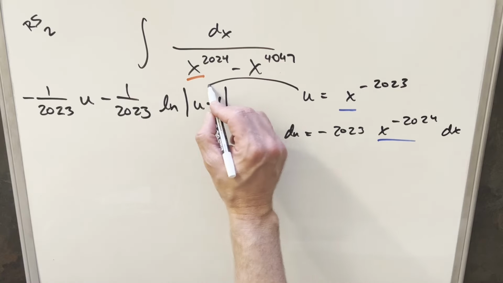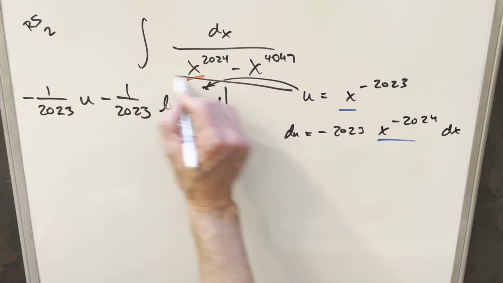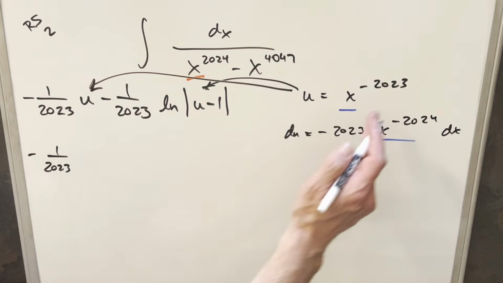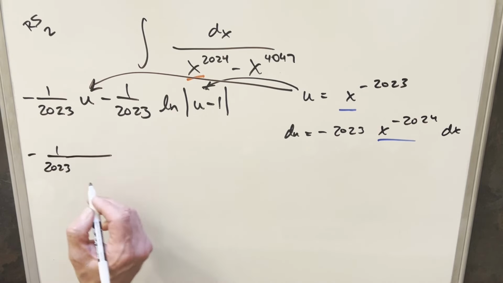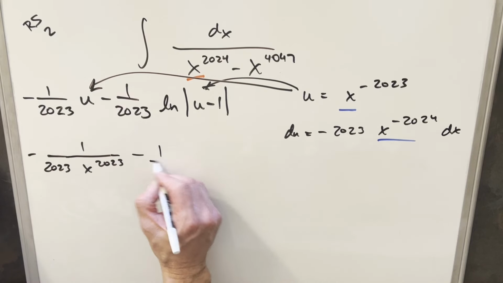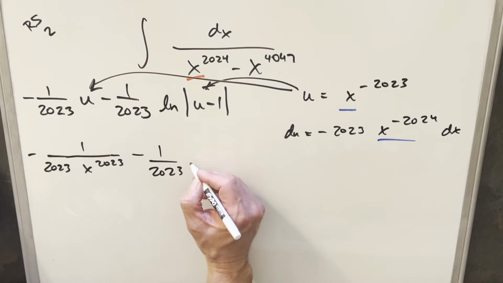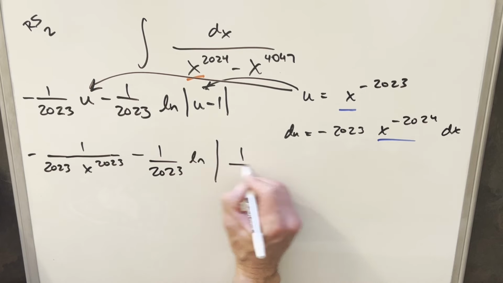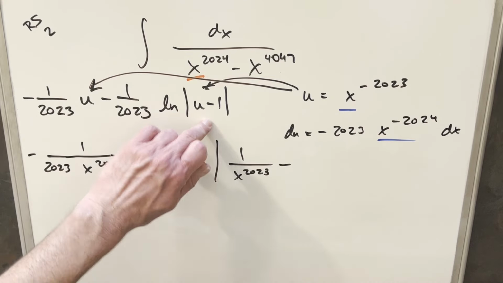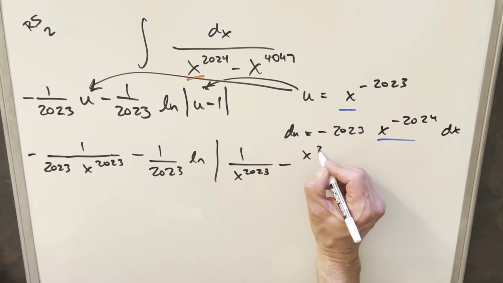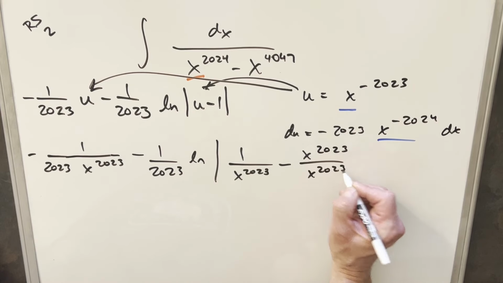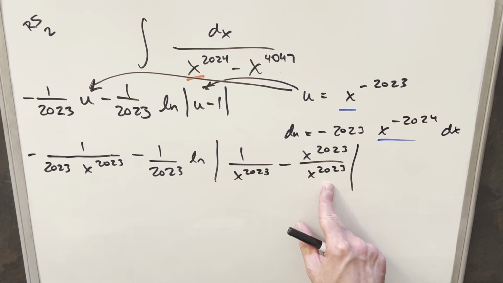Okay, now at this point, I just do the back substitution in order to finish this off. First we'll have minus 1 over 2023, but for x to the minus 2023, I'm going to write it in the denominator here. I'll write it as 1 over x to the 2023. Then we'll have minus 1 over 2023 natural log. Again, I'm going to write this as 1 over x to the 2023 for our u value. But for the minus 1, I want to get a common denominator, so I'm going to write this as x to the 2023 over x to the 2023.